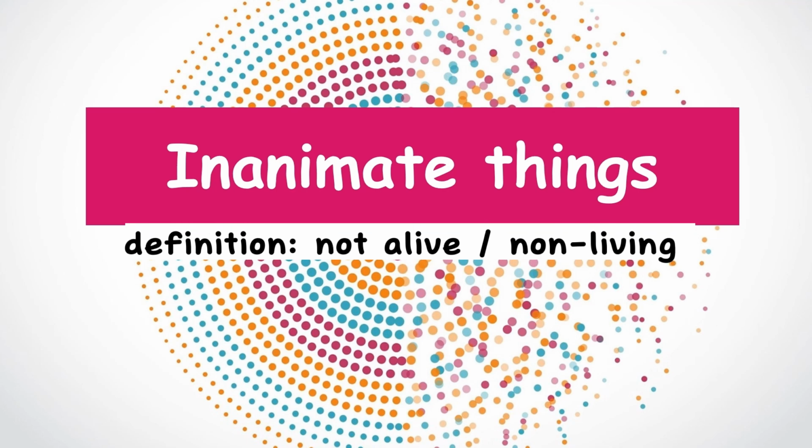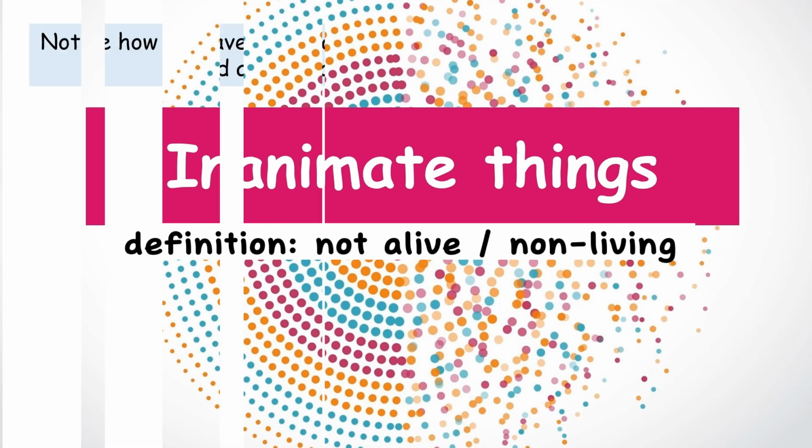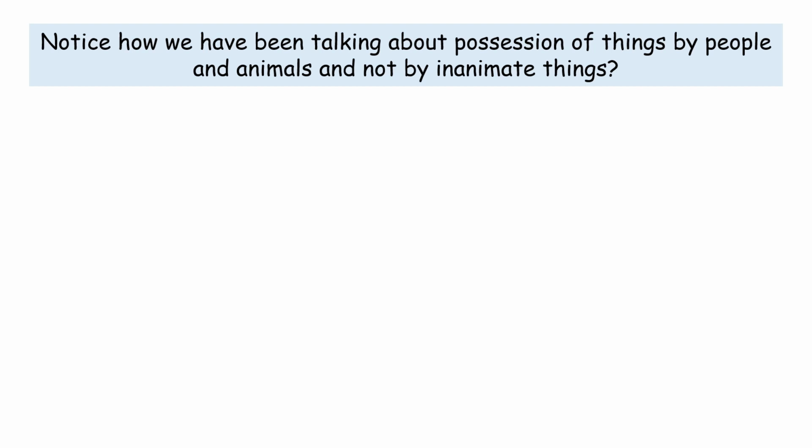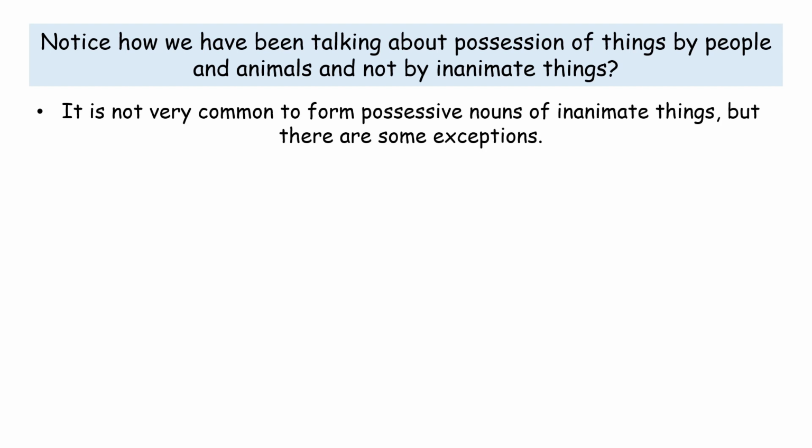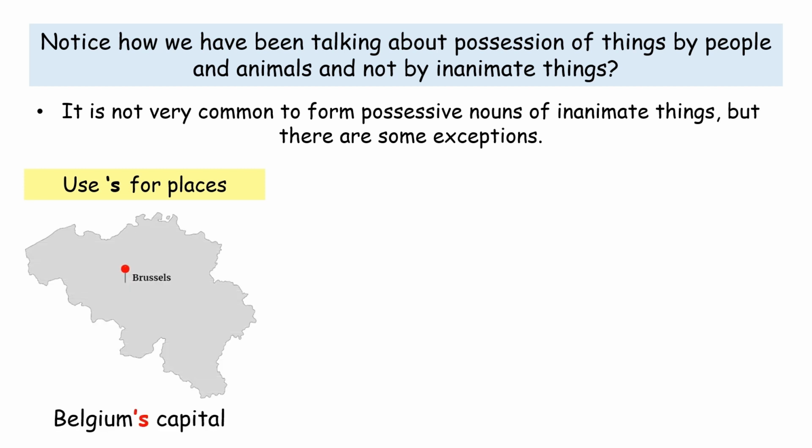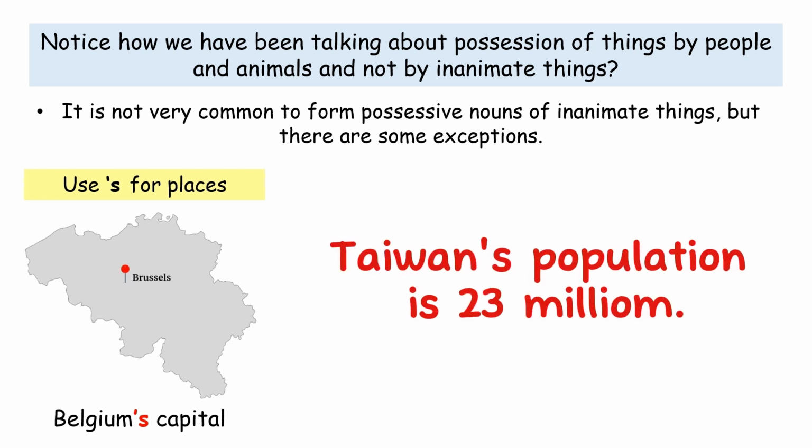So let's look at inanimate things. Notice how we've been talking about possession of things by people and animals and not by inanimate things. It is not very common to form possessive nouns of inanimate things, but there are some exceptions, and I'm going to talk about them just now. In recent times, we have seen how using possessives with places has become common. In this case, you can say Belgium's capital is Brussels, or something like Taiwan's population is 23 million.